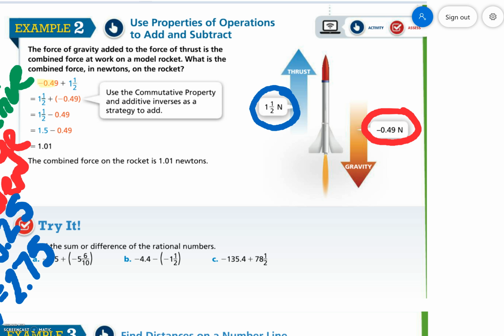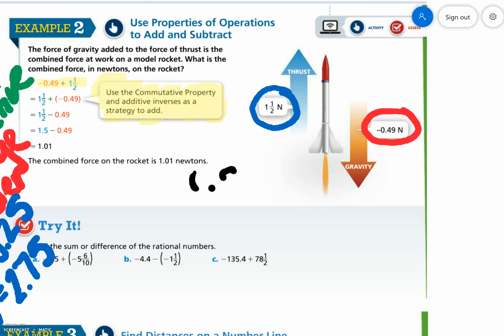So here we have negative 0.49 plus 1.5. Here's this commutative property again. They changed the order, but notice that the 1 and 1/2 is still positive and the 0.49 is still negative. Adding a negative is the same thing as subtracting. So that's how they rewrote this. And then they changed the fractions into decimals. So they have 1.5 minus 0.49.